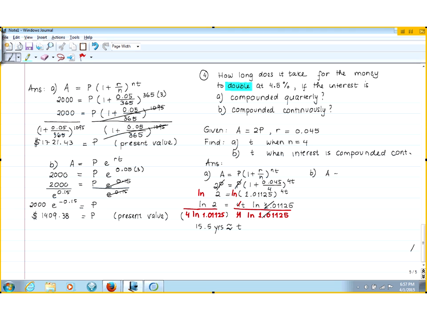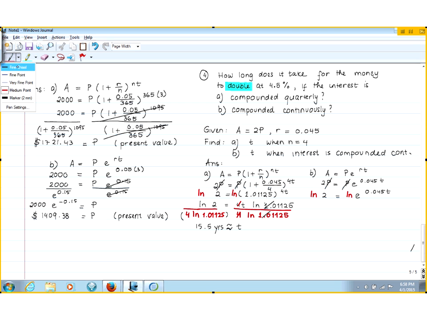Now, what about if it is continuously compounded? It's the same thing. We will use the other formula. Your accumulated value, 2P, is equal to P e raised to 0.045 times t, and the P cancels. How do we solve for t? We have to bring down the exponent, so we will take ln of both sides. Maybe I should rewrite it first. So 2 is equal to e to the 0.045t.